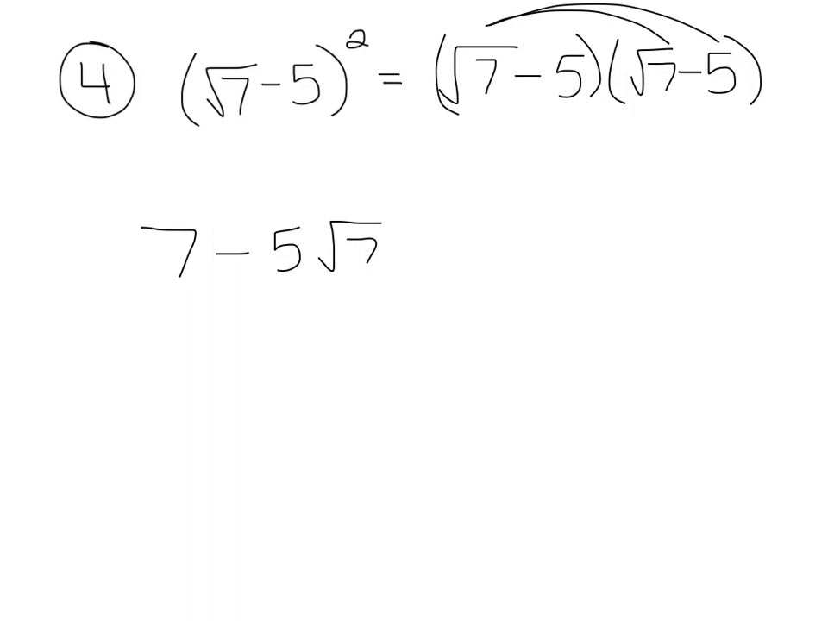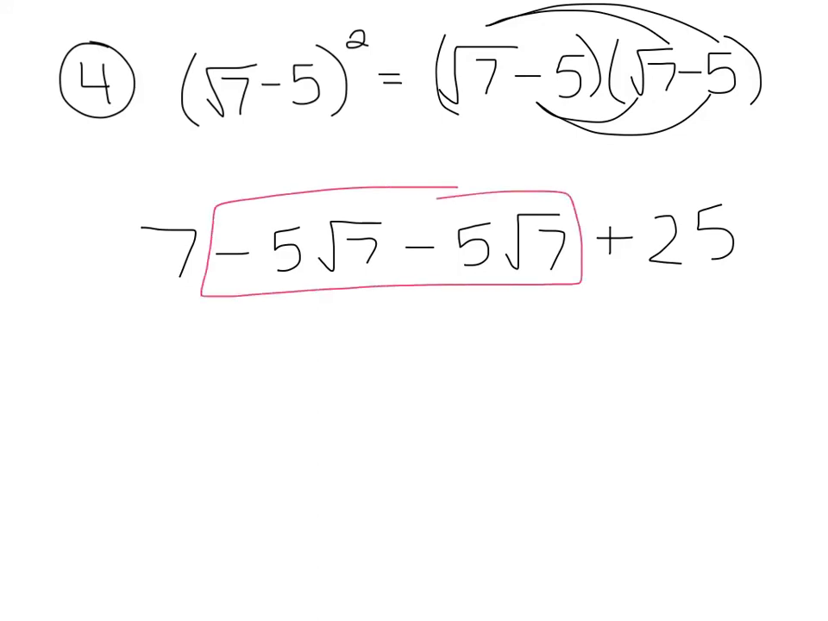And then we move to the bottom, so negative 5 times square root of 7 is going to give you another negative 5 square root of 7. And negative 5 times negative 5 is going to give you a positive 25. So you have negative 5 square root of 7 and negative 5 square root of 7. You can put these two together. They do not cancel each other out. They actually equal a negative 10 square root of 7. And then 7 plus the 25 is going to give you 32.